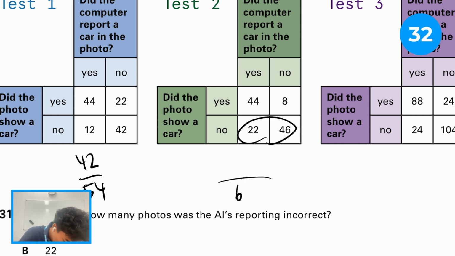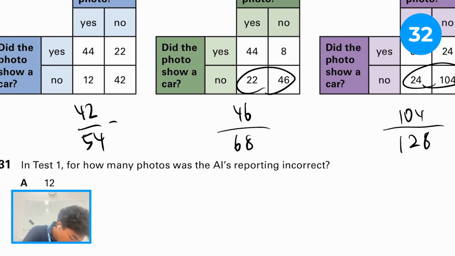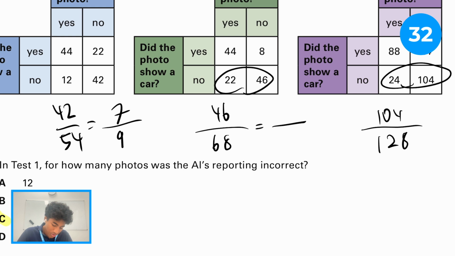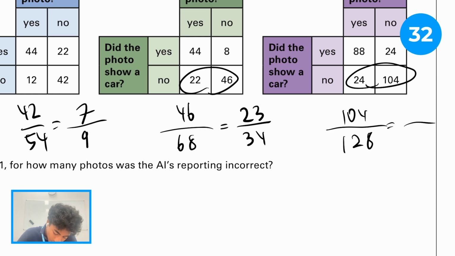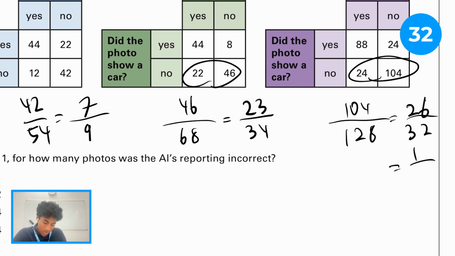Then let's look at this. We have in total 68 which show no car, and 46 of them are accurate. In test 3, we have in total 128 and 104 are accurate. Alright, let's simplify this down. If we divide both the numerator and the denominator by 6, we get 7 over 9. Here, if we divide both the numerator and the denominator by 2, we get 23 over 34. If we divide the numerator and the denominator by 8, we get 13 over 16.